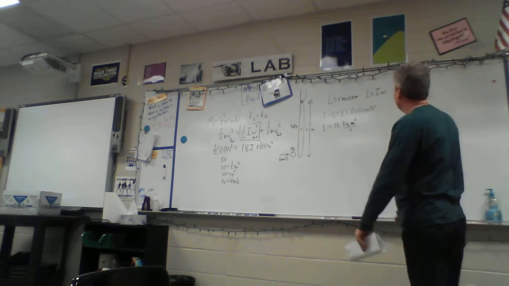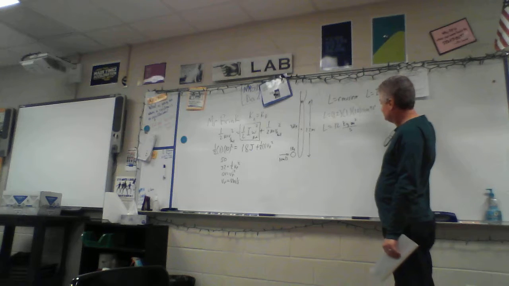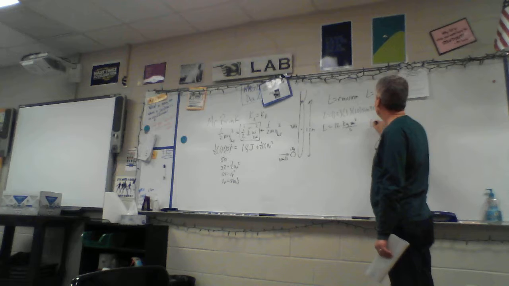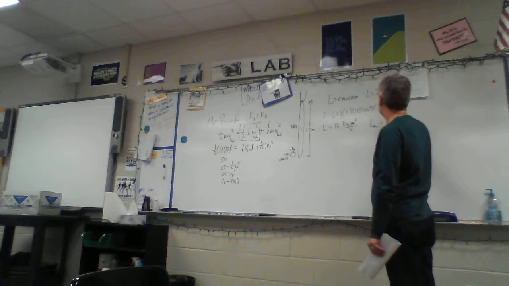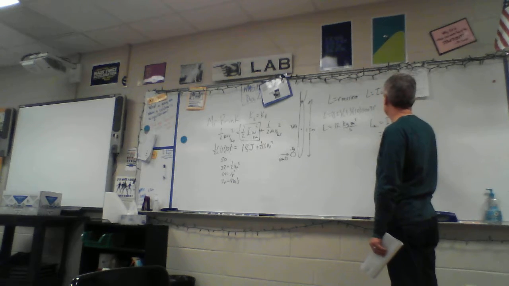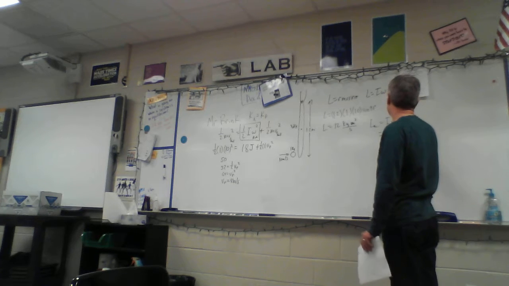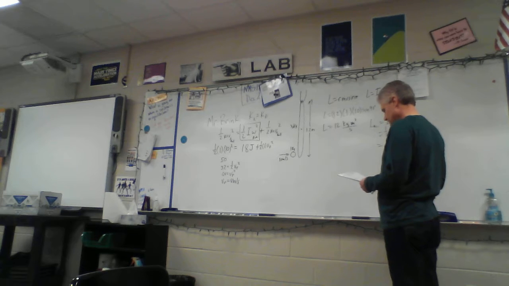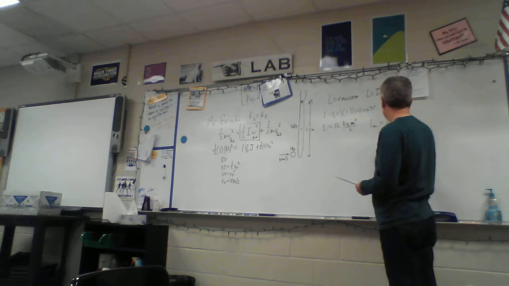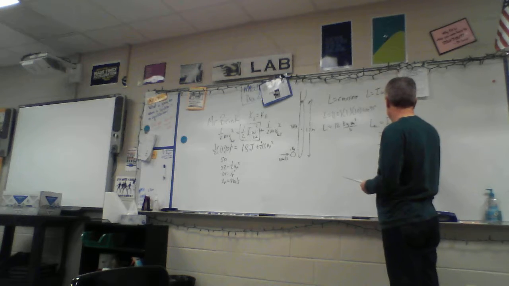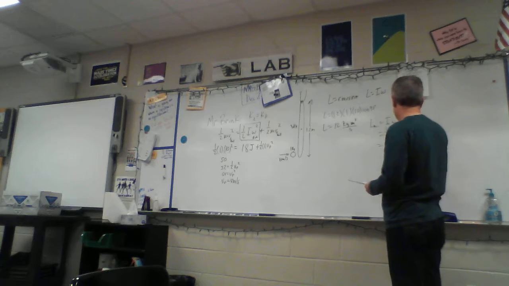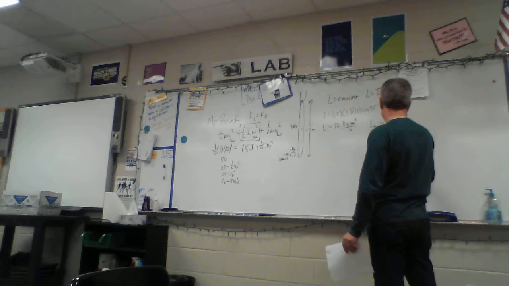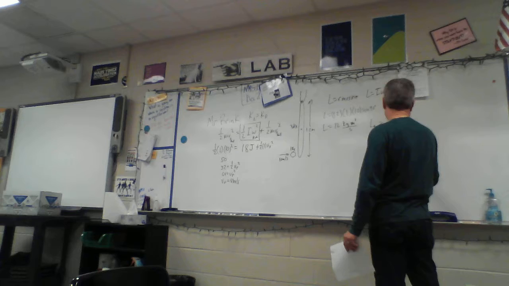Alright, the bar has what kind of momentum? Or you're going to use this one, right? Because it's got an omega to it. L of the bar is I omega, where I is 1/3 mr squared. I think we already had that: 1/3 times 3 times 1.2 squared, and omega was the 5 that we got previously. So we should have gotten 7.2 kilogram meter squared per second.